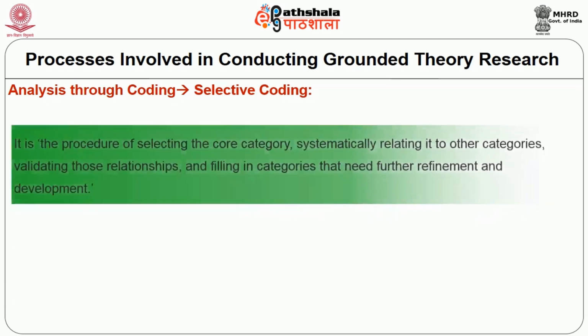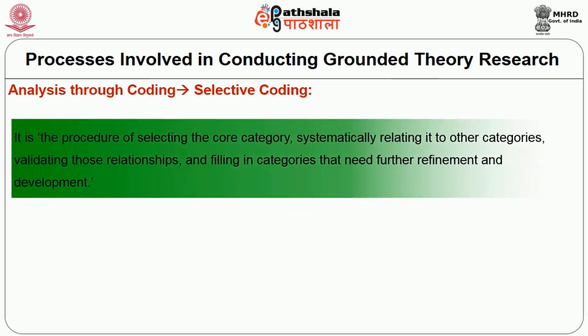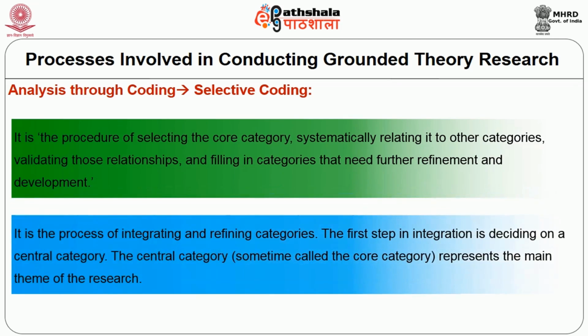Selective coding. It is a procedure of selecting the core category, systematically relating it to other categories, validating those relationships, and filling in categories that need further refinement and development. Selective coding is the process of integrating and refining categories. The first step in integrating is deciding on a central category. The central category represents the main theme of the research.